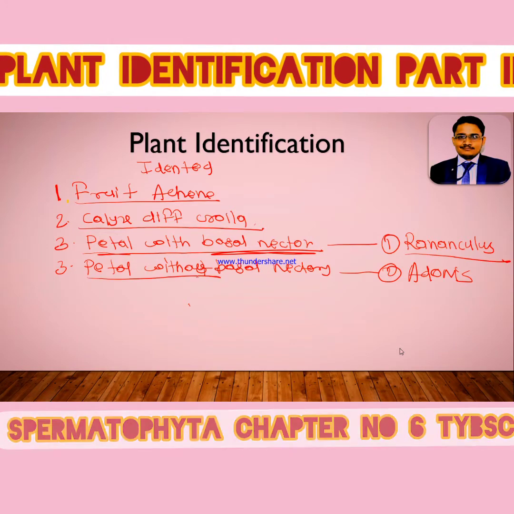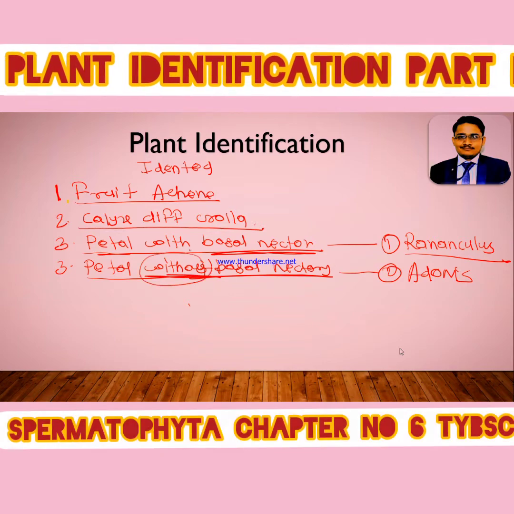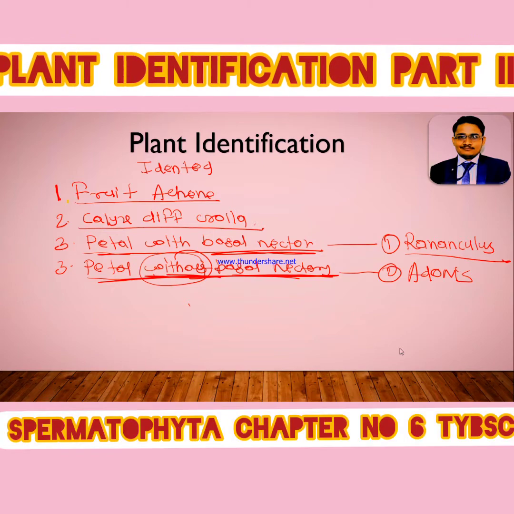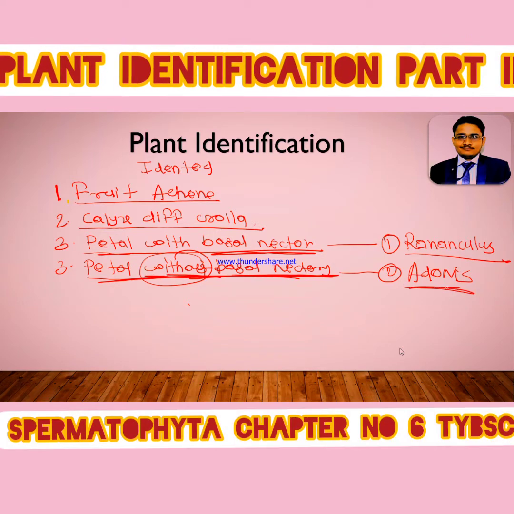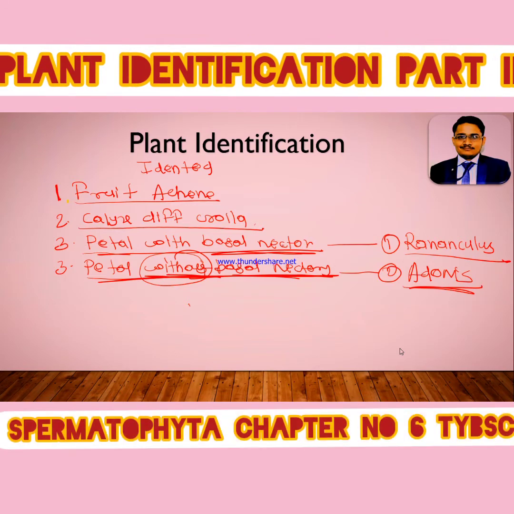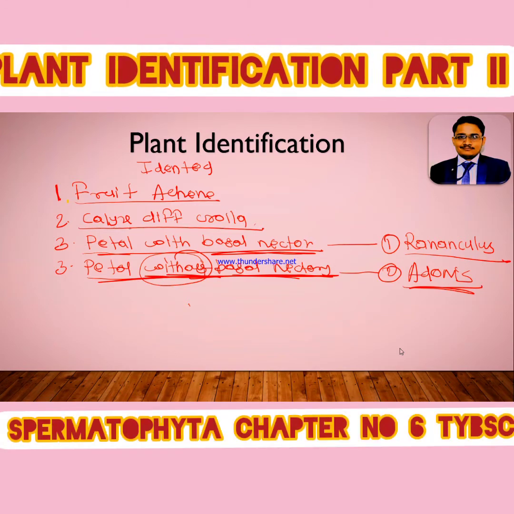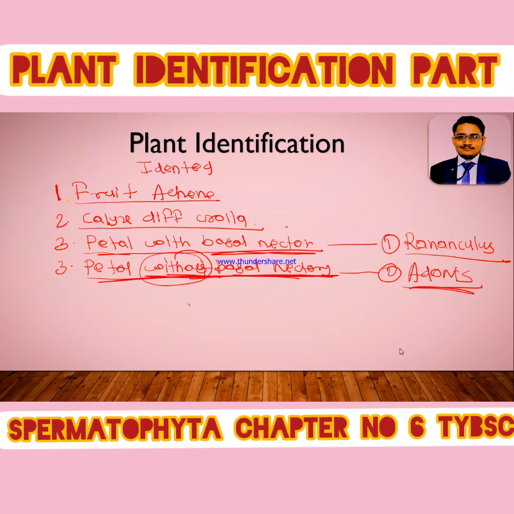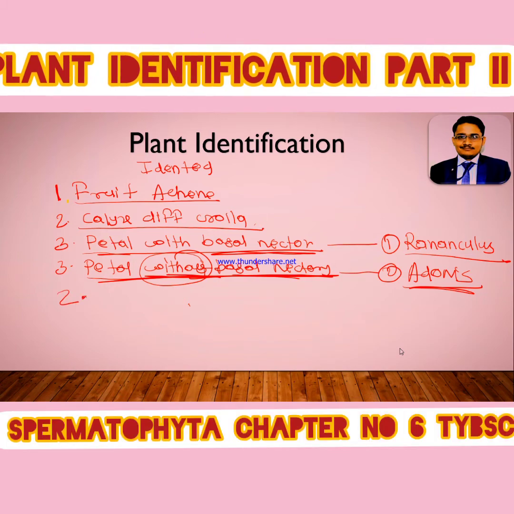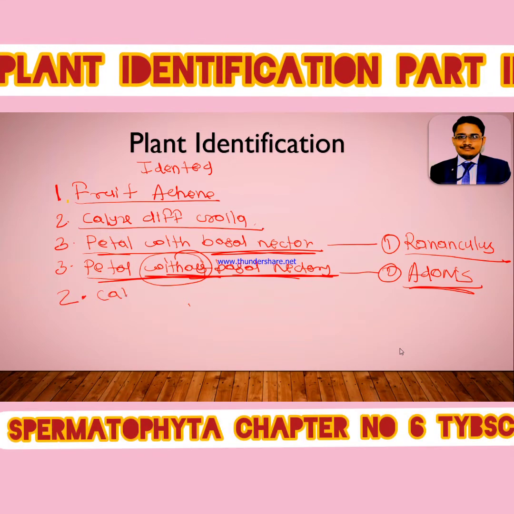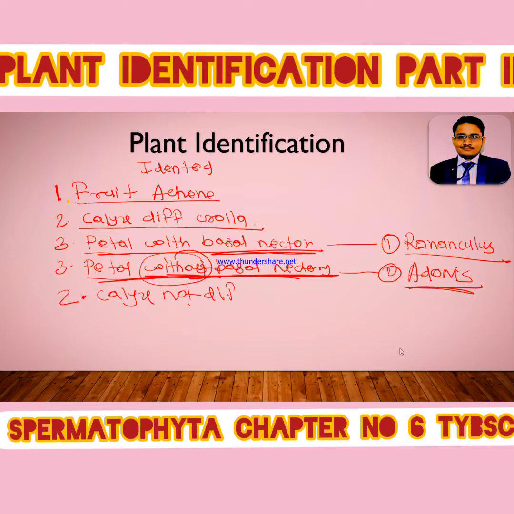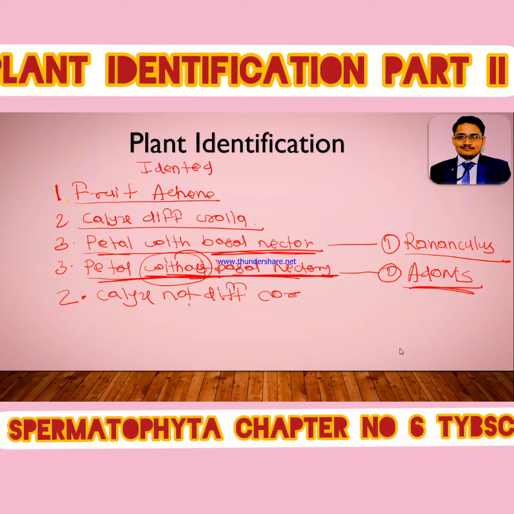At the base of the petal there is no nectary, that is, without nectary, there is no nectar present at the base of the petal. Here also the second species is identified. If the second character, that is, the calyx is differentiated from the corolla, is not present in our species, then go to the character number 2, that is, the calyx is not differentiated from the corolla.